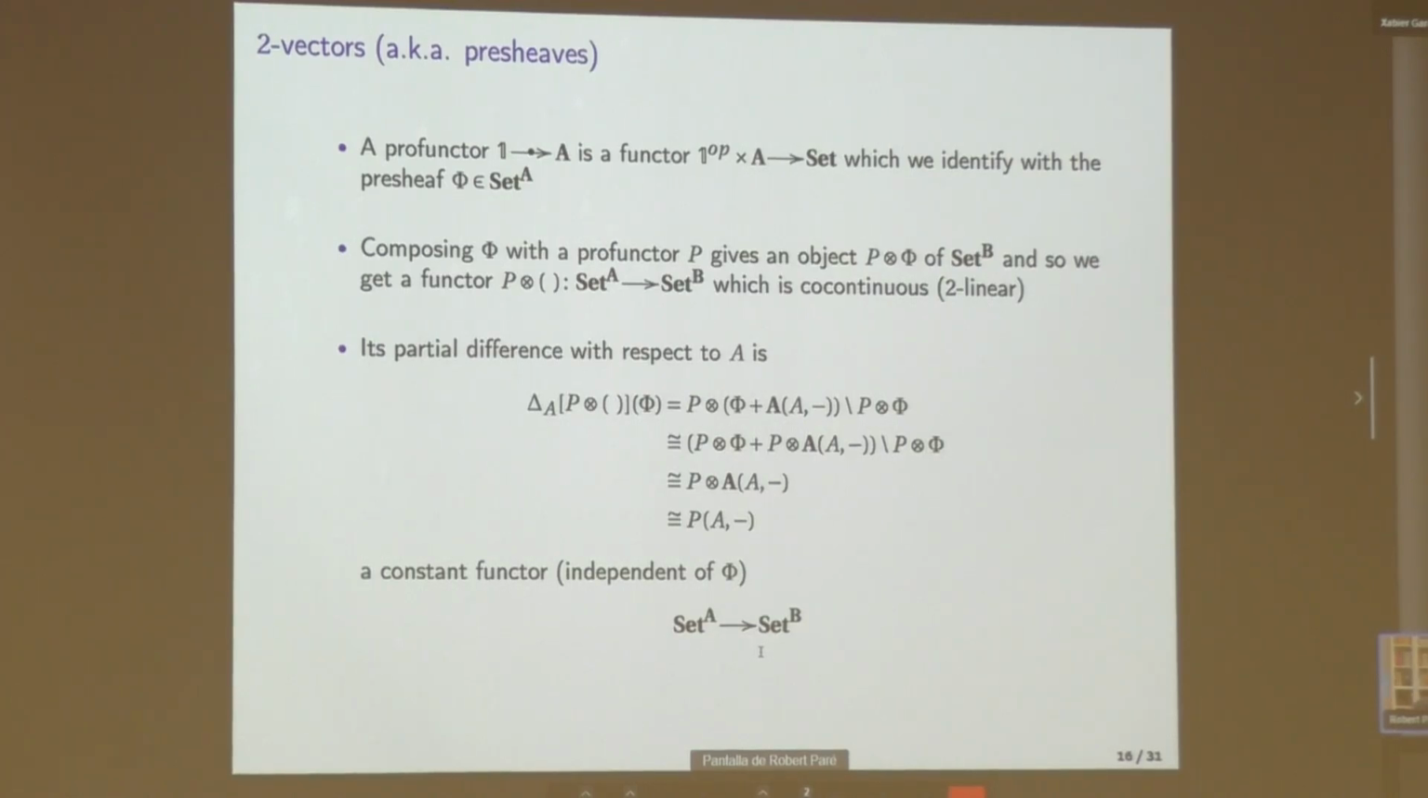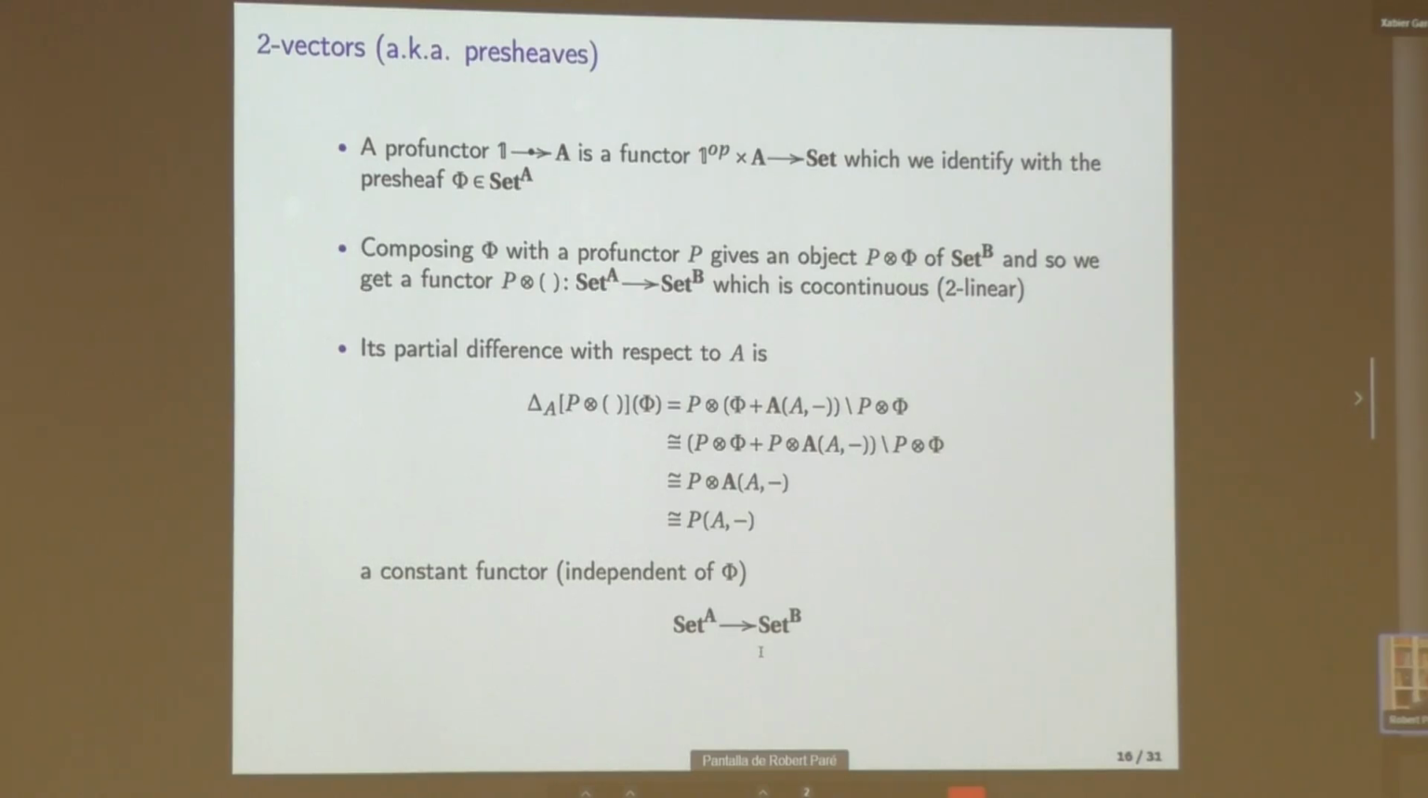So a profunctor from 1 to A is a functor from 1 op cross A into sets, and I want to identify that with the presheaves. So I want to identify presheaves with profunctors from 1, and now I can compose this phi with a profunctor P, and I get a new profunctor, P tensor phi, in sets to the B. And so we get a functor, P tensor blank, going from sets to the A to sets to the B, and this is co-continuous. So you can think of this as a linear or a two-linear functor.